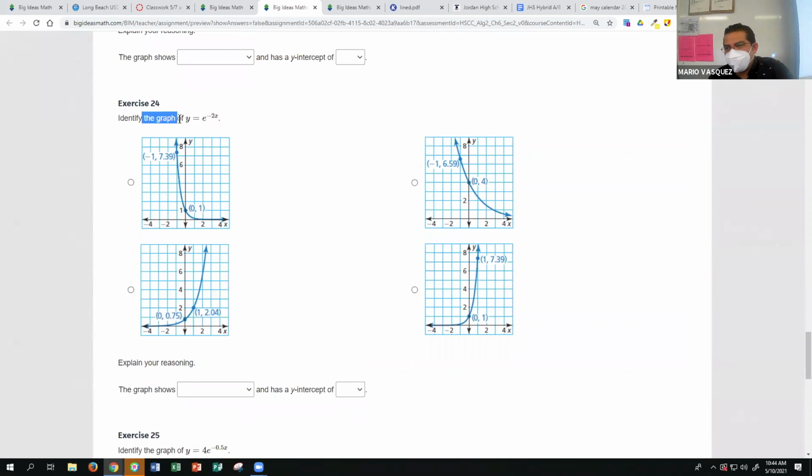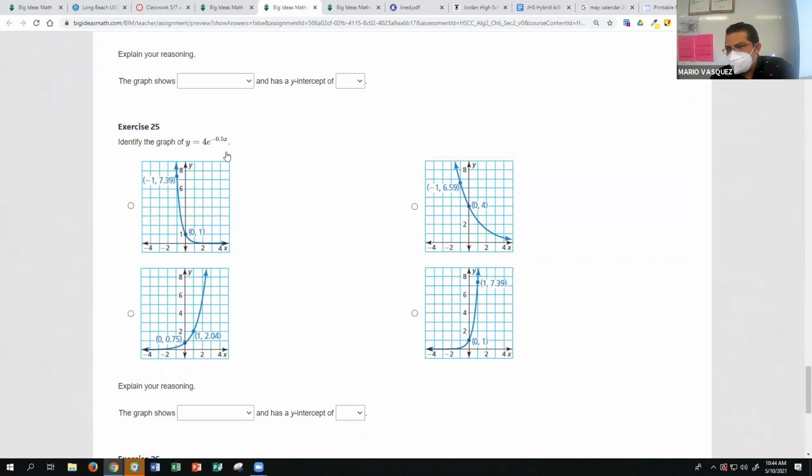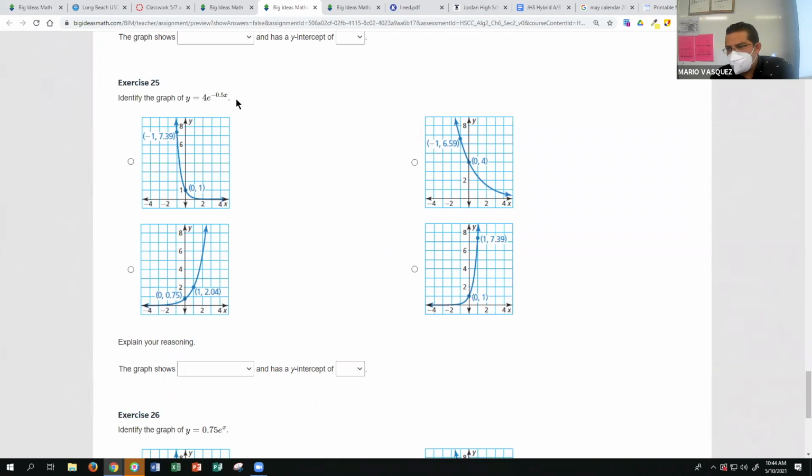How about 24? Growth or decay? Yes, decay, right? Decay. So it has to be either A or C. Can't be that one, can't be that one. It has to be top two. I don't know which one you pick. Plug in 0. What do you get? Let me do it in my head. What would that be? Decay or growth? Yeah, has to be either this or that.